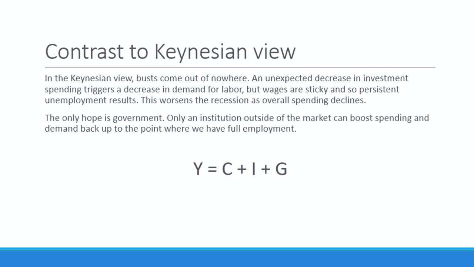So the only hope here, I told you this is totally opposite, the only hope is government. The only thing that can step in and increase the total expenditures is government spending. And modern Keynesians would say that we could also use the central bank to increase the money supply, which would also stimulate additional expenditure. But this is the only thing that we can do to get us back to that full employment level of expenditure.